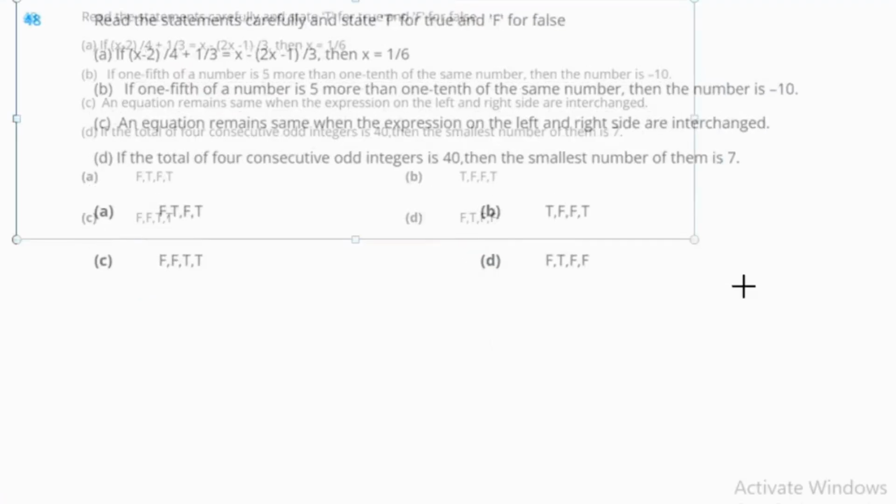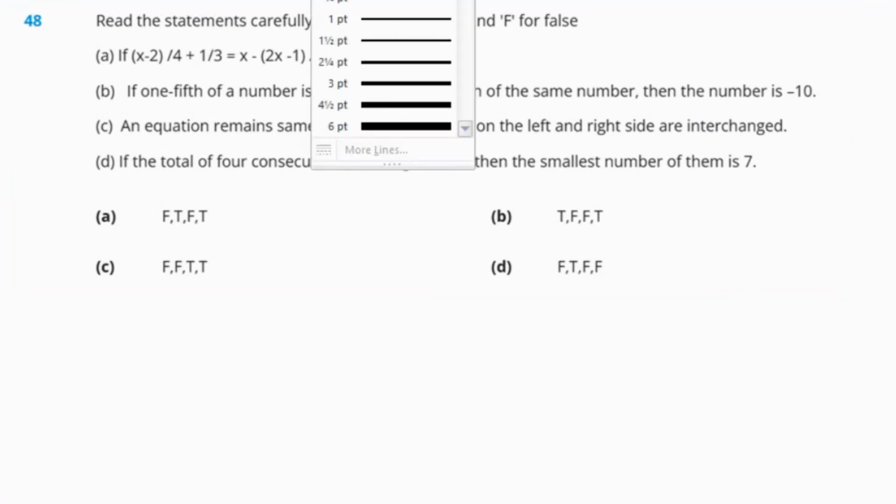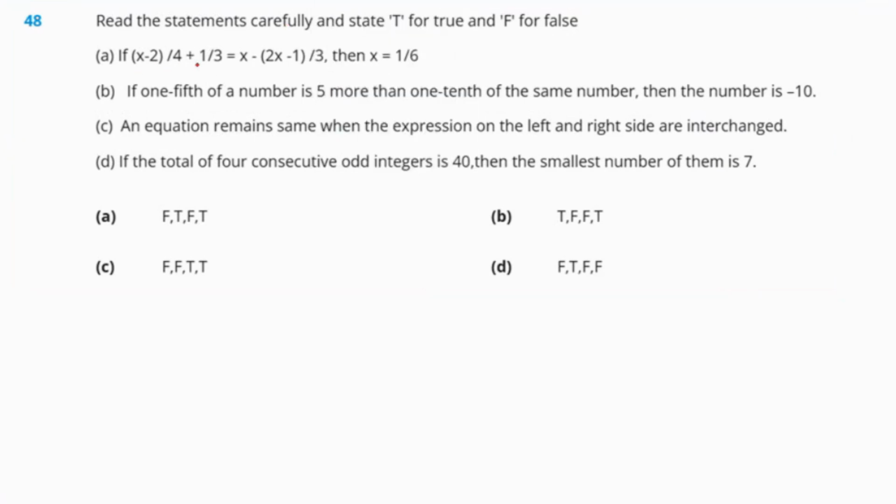Next. Read the statement carefully and state true or false. It is given to us that if (x minus 2) by 4 plus 1 by 3 is equal to x minus (2x minus 1) by 3, then x is equal to 1 by 6. For that, we can simply put the value of x here, or you can solve it. If we put the value directly, we are not getting it equal to 1 by 6.